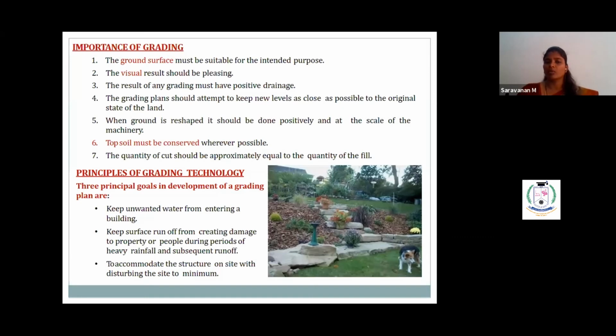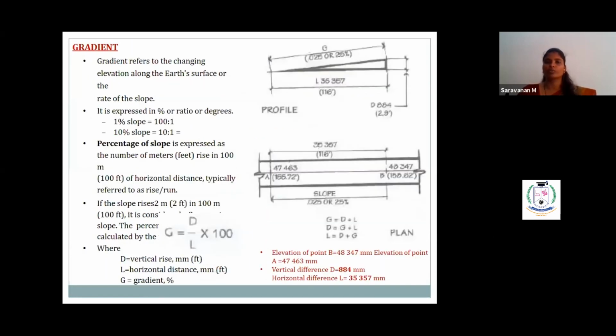There are three principles in the development of a grading plan. First, you should keep unwanted water from entering the building. Then keep the surface runoff from creating damage to the property or the people during periods of heavy rainfall. And the third one is to accommodate the structure on site with minimum disturbance to the site. You should not disturb the whole earth. You have some rules for it.